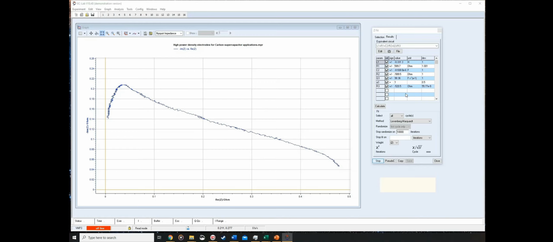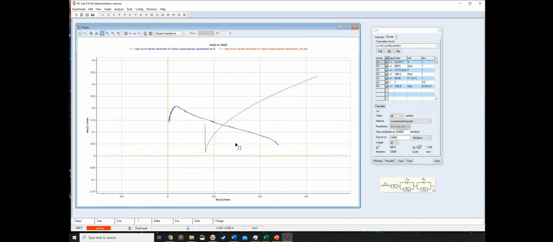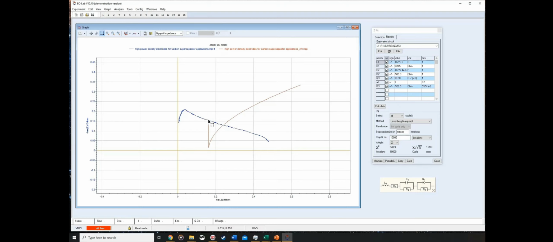So basically this is my original Nyquist graph, and the result will also show me another type of graph. It will try to match my original graph with its values: real value, imaginary value and frequency. So here I did the simulation for 10,000 iterations, as you can see, and this is the final result. As you can see, it did not really match my original graph. This circuit model doesn't match my original graph.